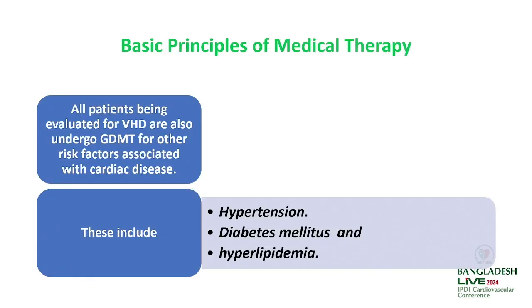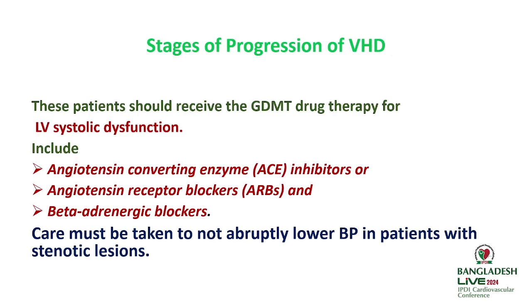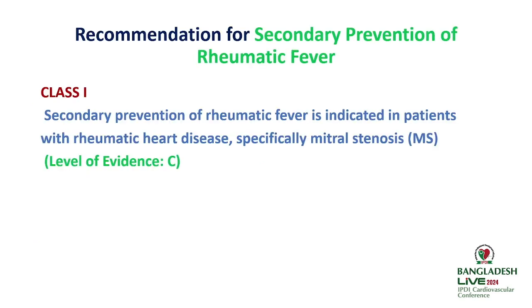And all patients being evaluated also undergo guideline-directed medical therapy for other risk factors associated with cardiac disease such as hypertension, diabetes mellitus, and hyperlipidemia. These patients are taking drug therapy mainly for left ventricular systolic dysfunction, which includes ACE inhibitors, ARBs, beta blockers, restriction of fluid, and diuretics, in the light of the clinical evaluation and investigations such as pro-BNP reports.